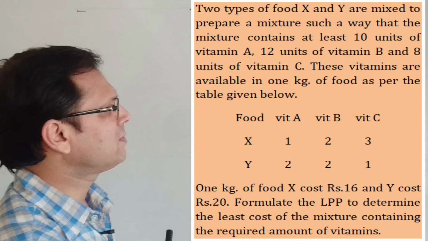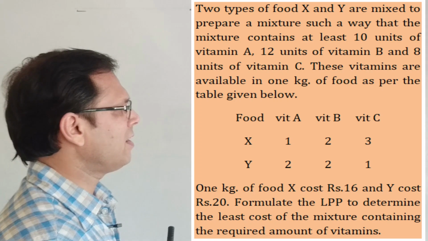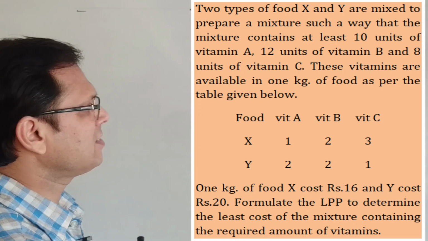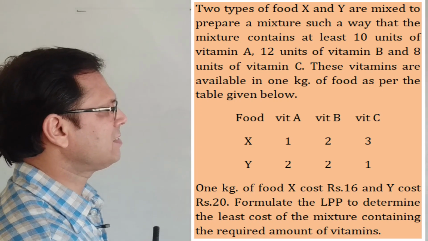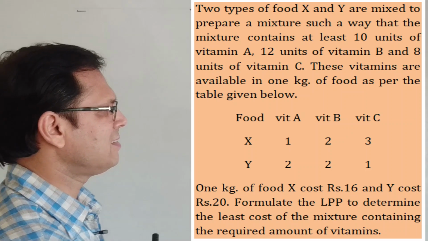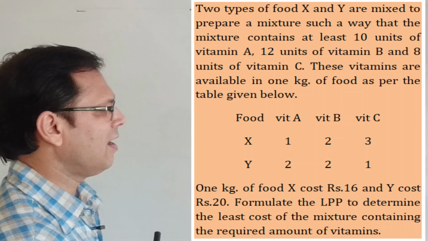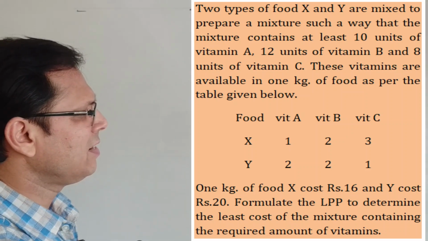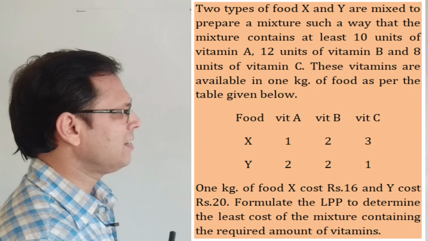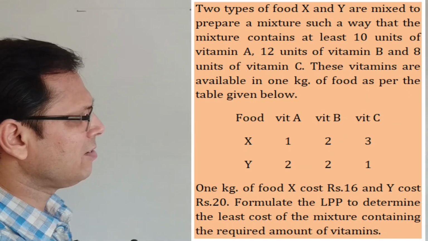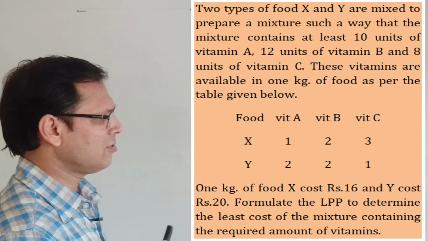Here 2 types of foods x and y are mixed to prepare a mixture in such a way that the mixture contains at least 10 units of vitamin A and 12 units of vitamin B, 8 units of vitamin C. These vitamins are available in 1 kg of food as per the table.